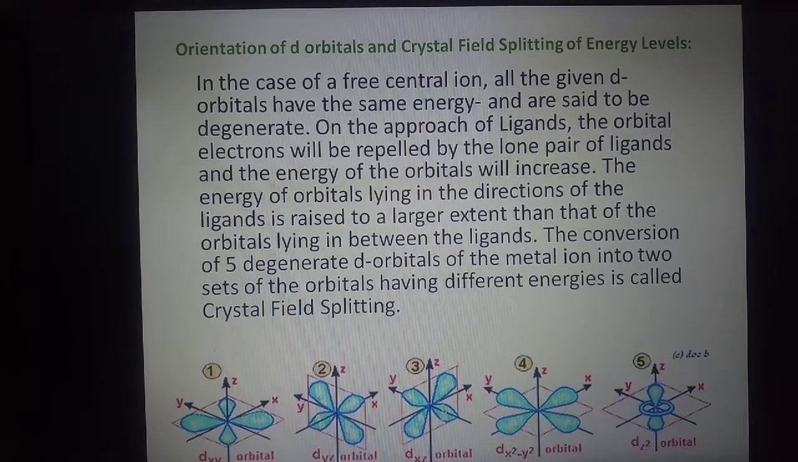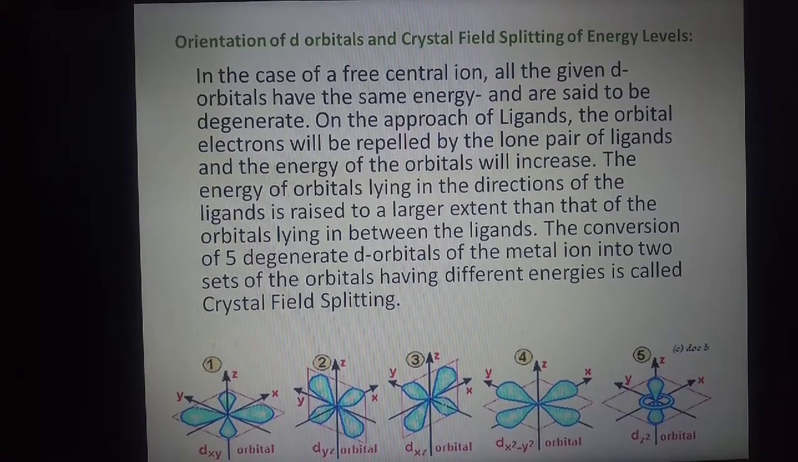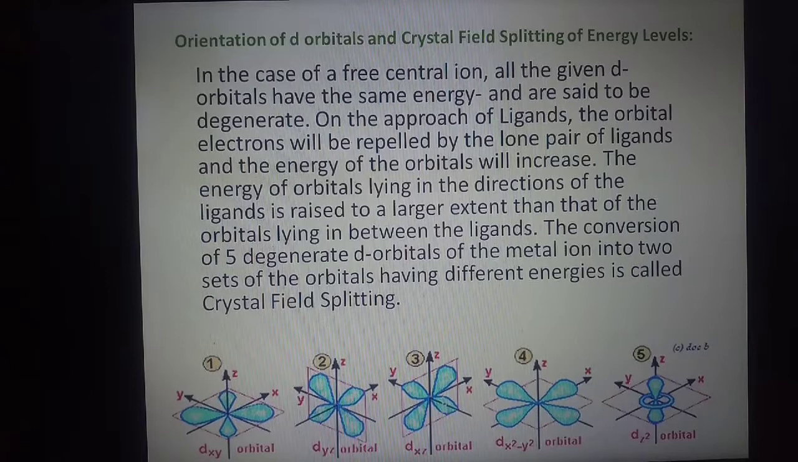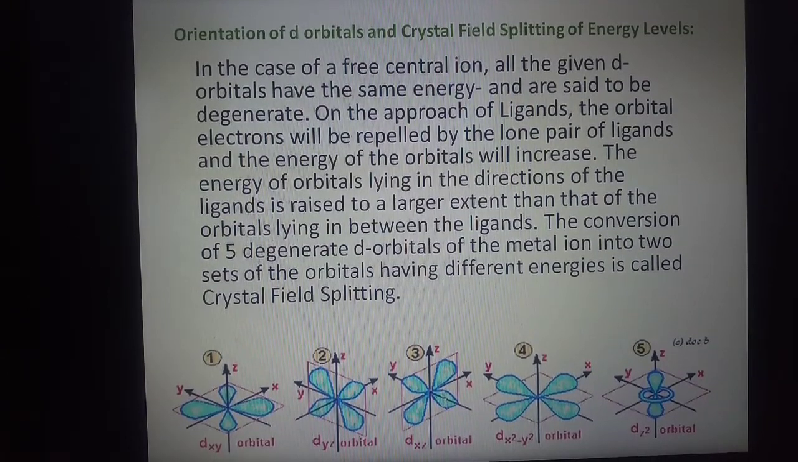I would ask the students to see once more the orientation of the d-orbitals in space. Students, have a look nicely.